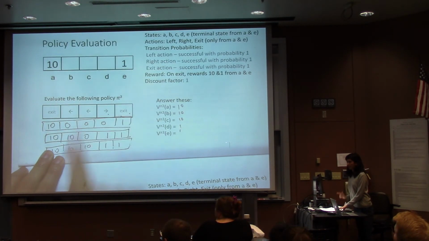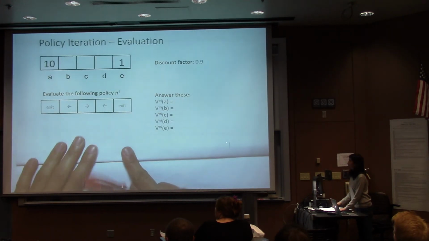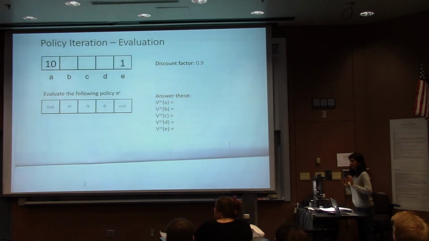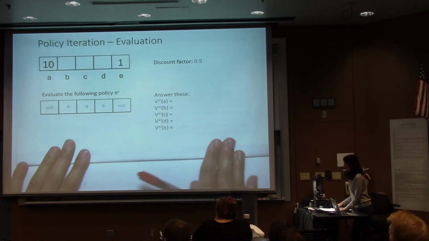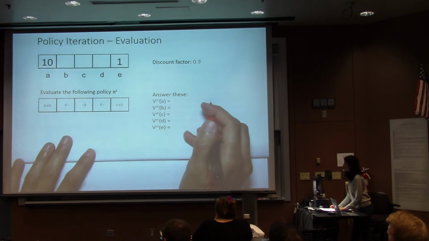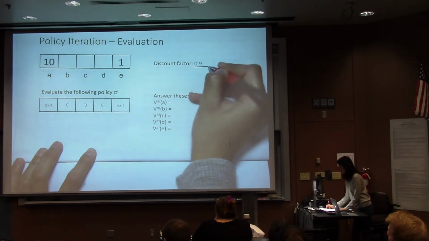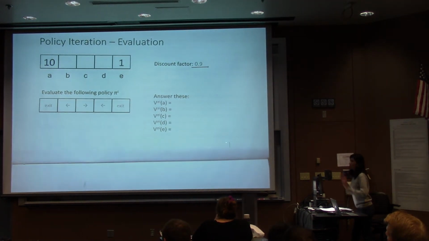Okay. So we will go now to policy iteration, where the step was to first evaluate your policy and then improve it. So now here, what we have is the discount factor is different. The problem is same as before.